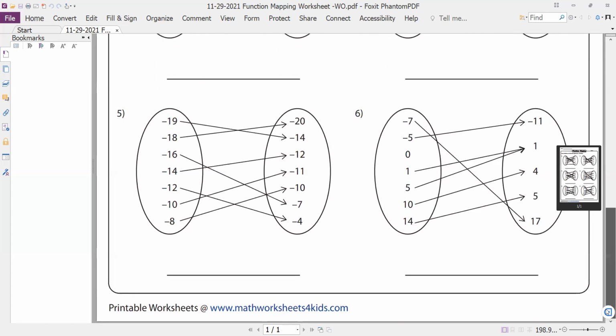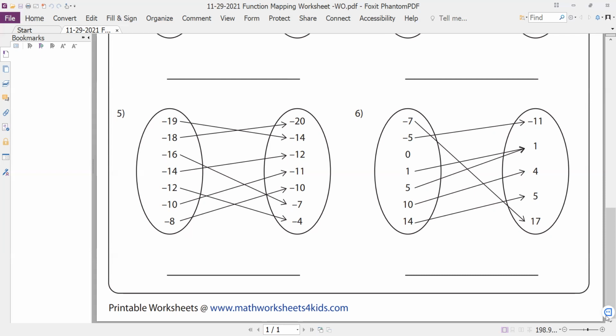Number 5, function or no? No. You said number 5 is no. Why? Chastity, you said no. Why? I don't know. What do you say, Latoya? Number 5, is it a function? Yes or no? Yes, I said it's a function. But why? Why do you say it's a function?